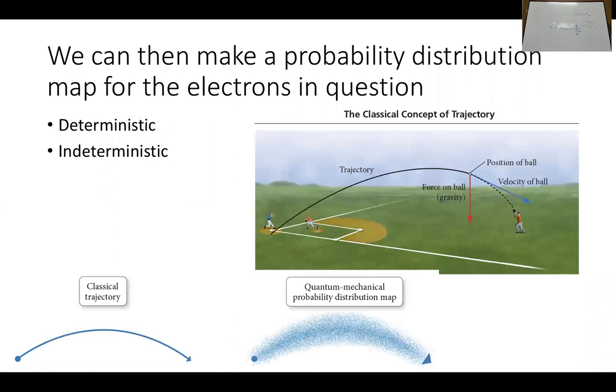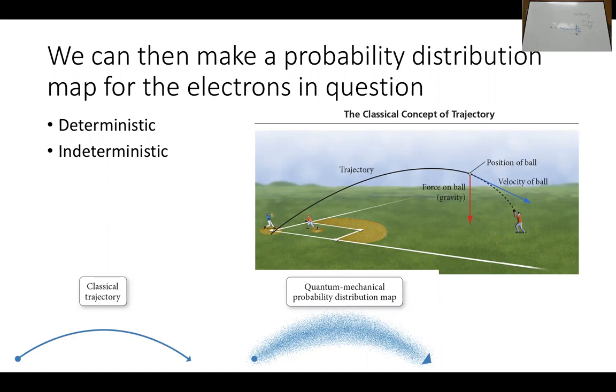And so what we can do is then we can make a probability distribution map, right, for the electrons in question, right? And so deterministic is that the present determines the future. If I were to throw a baseball, we can kind of guess where it's going to go based on its trajectory, based on the wind, stuff like that. Indeterministic has the same starting spot, but we kind of know where it's going to end up, but not really.